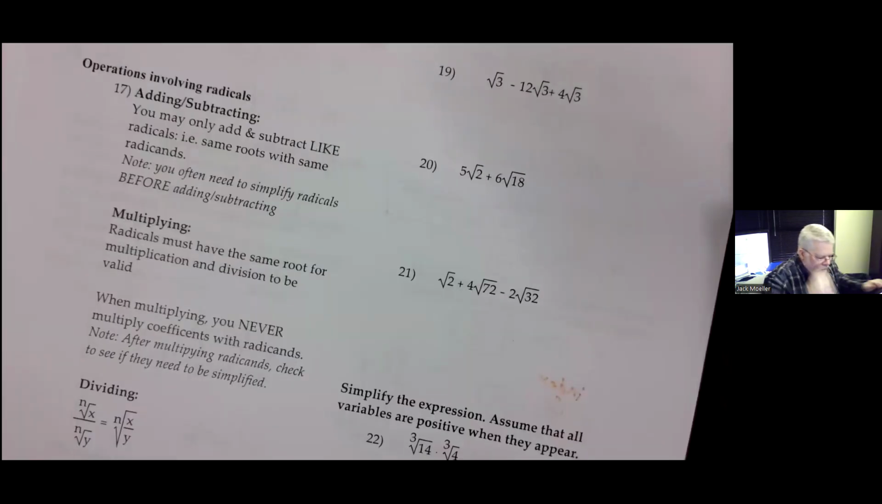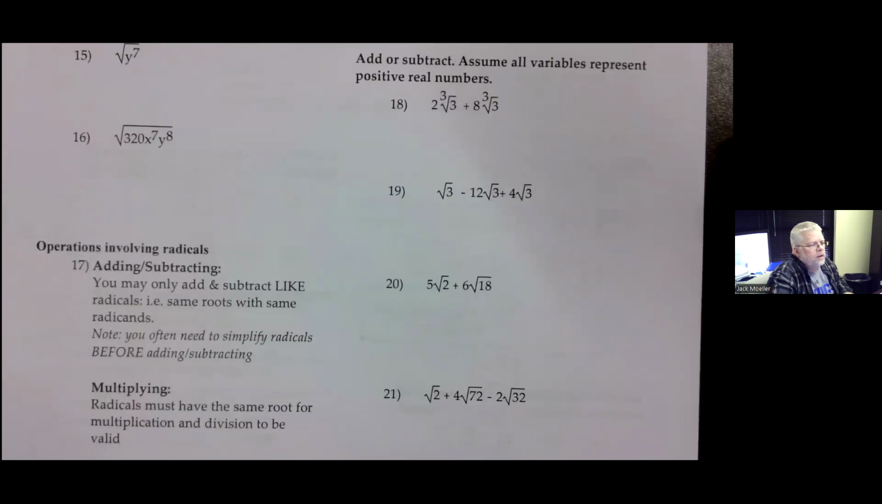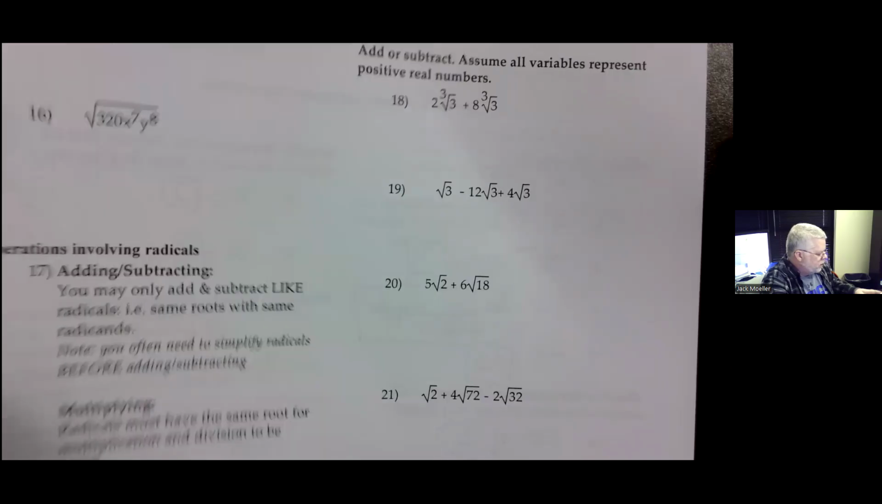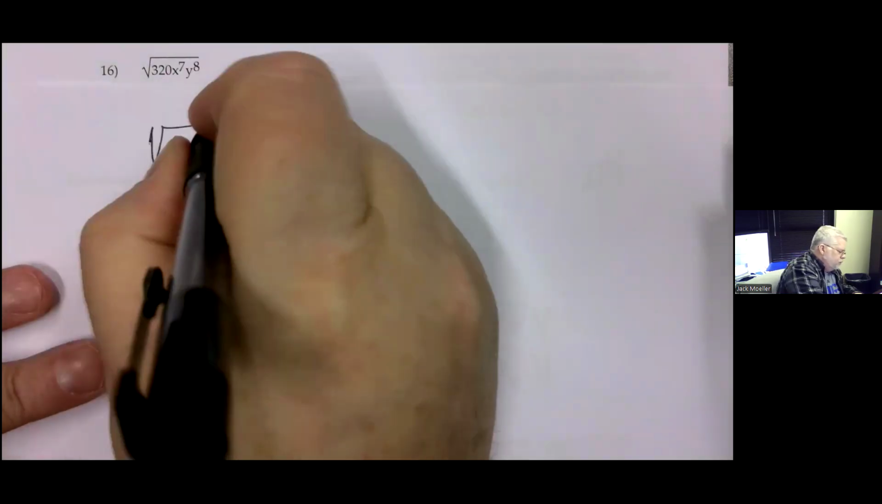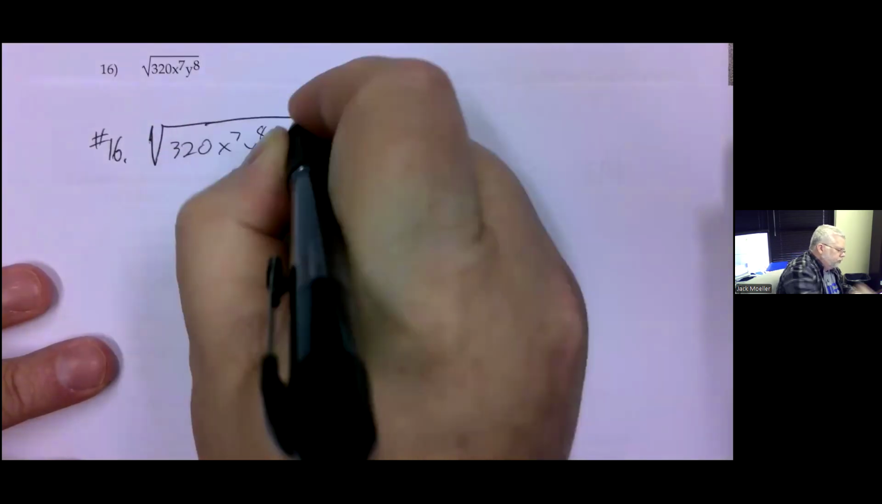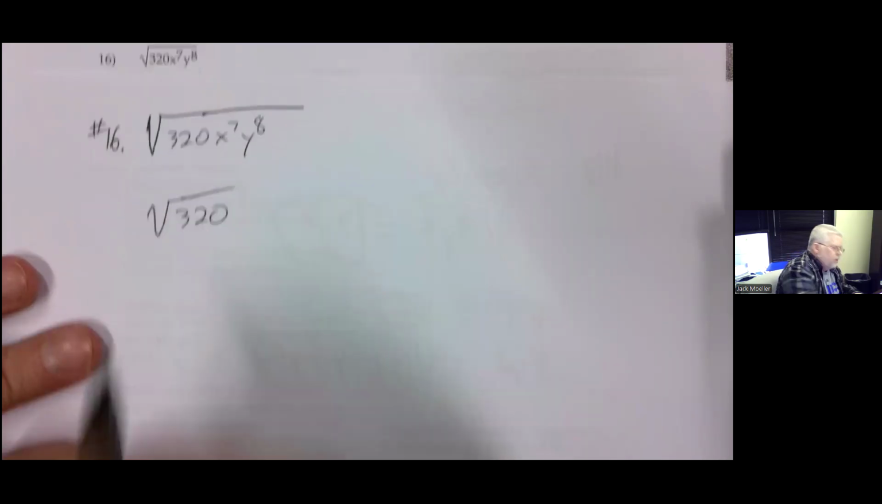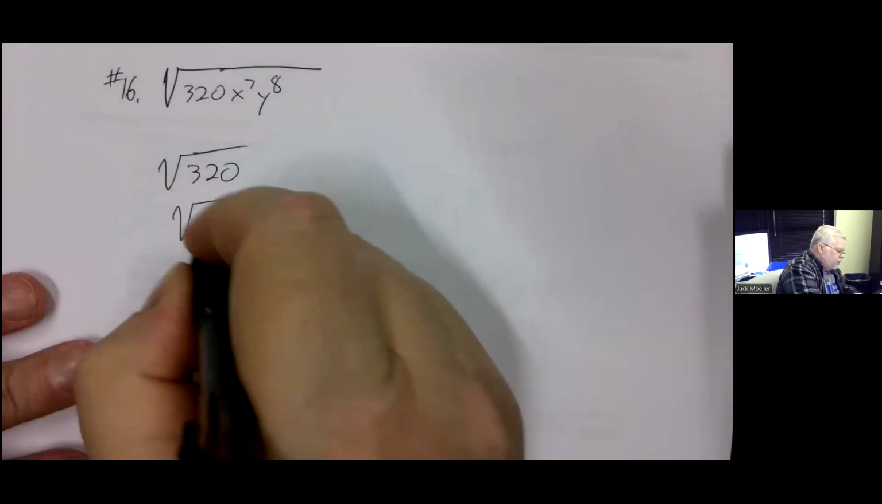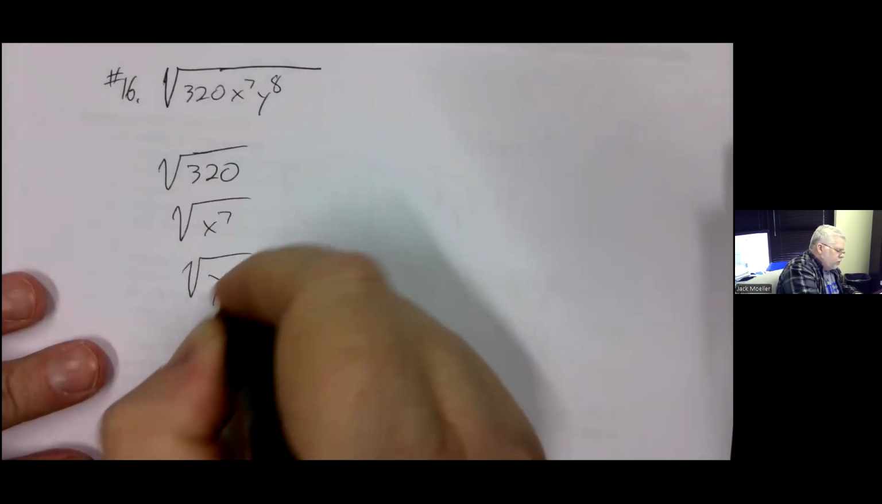It's not a perfect square on the number part. So 16 is the square root of 320, x to the 7th, y to the 8th. So we're going to split this up into 3 parts. Square root of 320, square root of x to the 7th, square root of y to the 8th.